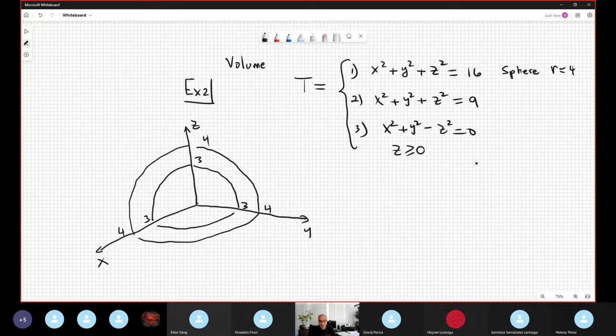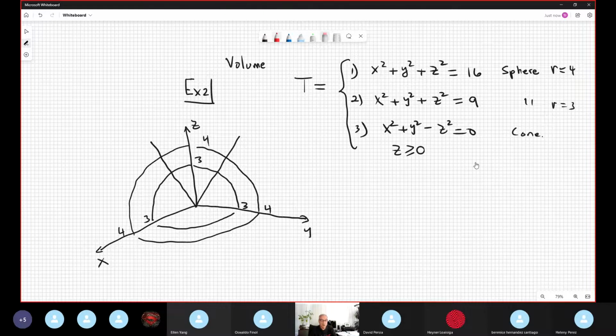Now, the last one is a cone, no? This is a sphere also, radius 3, and this is a cone. It's a cone. Yeah. Actually, it's a double cone, no? How do you know? Because there is no square root, no nothing. However, this restriction indicates that part.